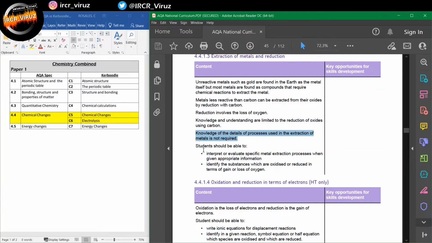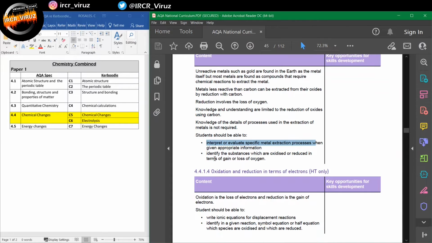Okay, students should be able to interpret and evaluate specific metal extraction processes when given the appropriate information, and identify the substances which are oxidized or reduced in terms of loss and gain of electrons. Okay, so you just gotta familiarize yourself with that. You gotta remember what metals are more reactive than others, and if they give you an example, for instance copper oxide, can you extract it with carbon because carbon is more reactive? You will say yes, and you will try to briefly describe and explain.